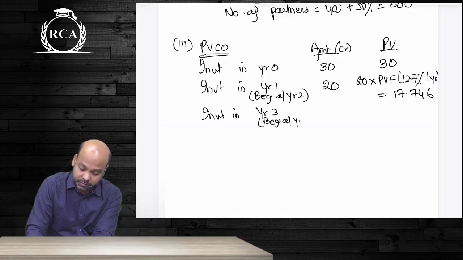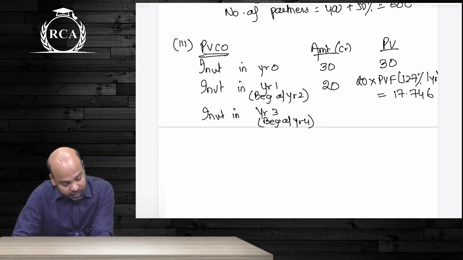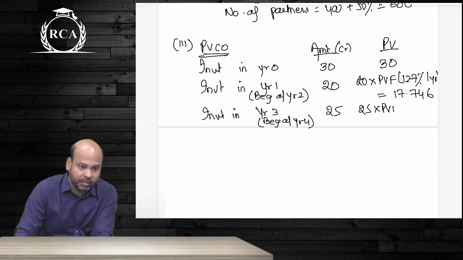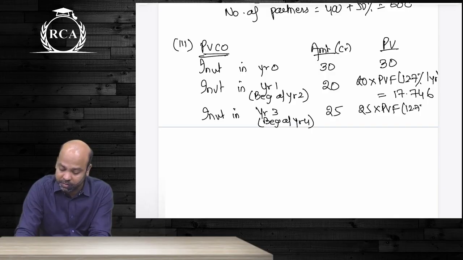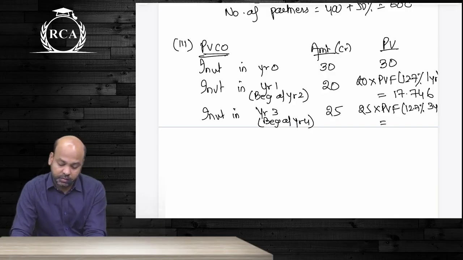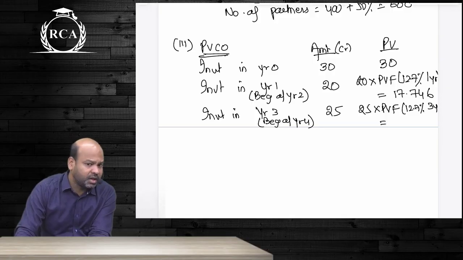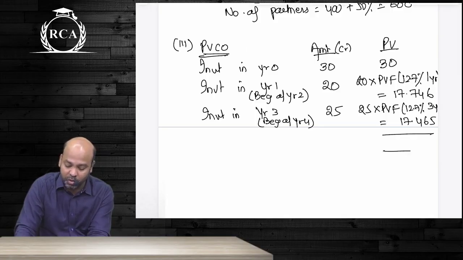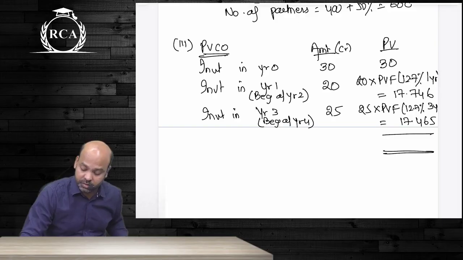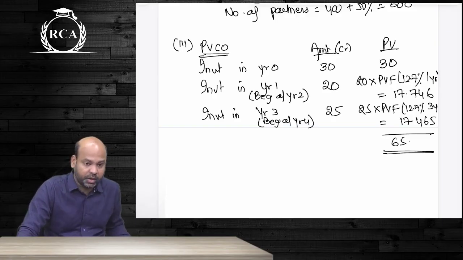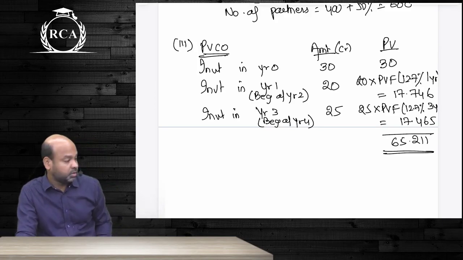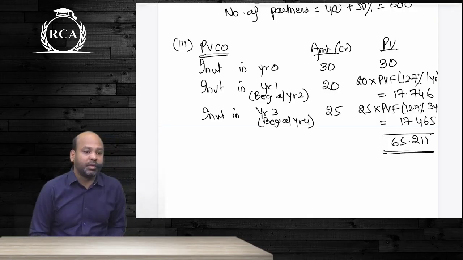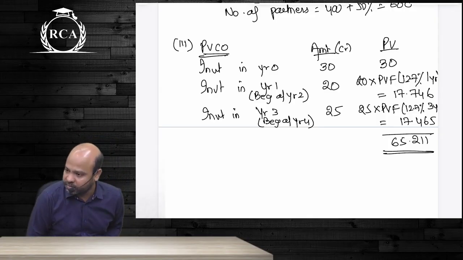Likewise beta, when you talk about investment guys in year 3, that is beginning of year 4 beta. The amount of investment guys is how much? हाँ beta? 25 crores. You will write 25 crores guys multiplied by present value factor guys at 12.7% for the third year. 17.465. Sum total of everything guys and tell me what's the amount of PVCO. 65.211. 65.211 guys is the amount of initial investment, PVCO guys.